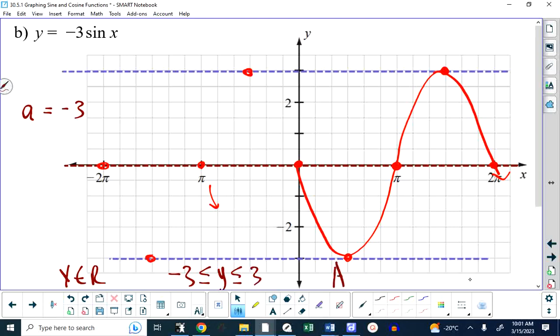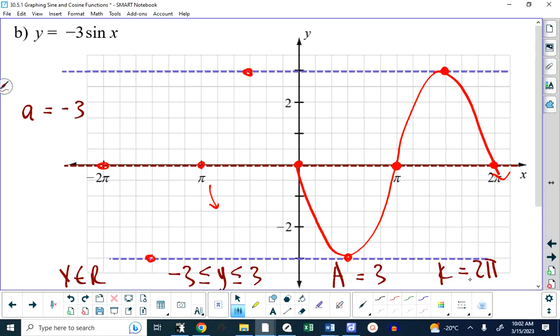What is the amplitude? Is it amplitude next? Okay. The amplitude is 3, and the period is 2 pi. So, all right, the range is the negative of the amplitude to the positive of the amplitude. The amplitude is the absolute value of A.